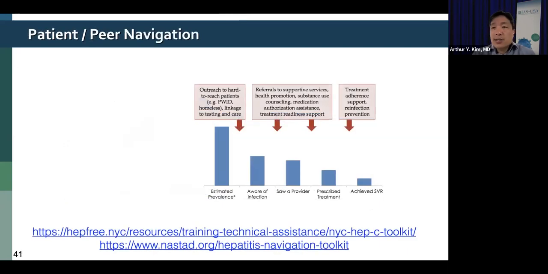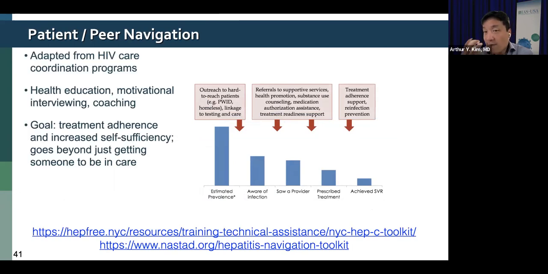So what is peer navigation? Actually, some of your practices are possibly engaged in this on some level, just trying to navigate patients into care. But there are formal programs that were adapted from HIV care programs. We're always concerned about HIV adherence and adherence to antiretrovirals. And so these engage philosophies of health education, motivational interviewing, et cetera. And they're really meant to go beyond just hepatitis C, to enhance self-sufficiency and engagement in care.